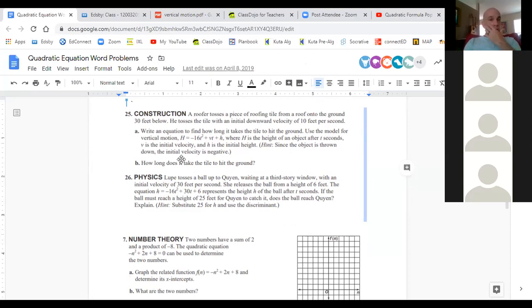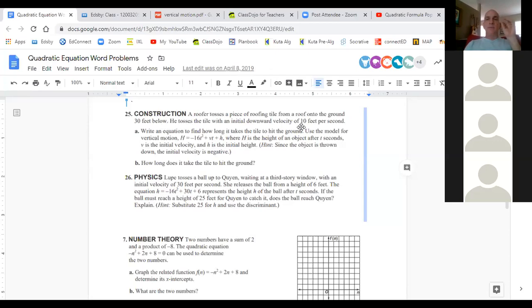All right, so we've got two problems very similar to what we were looking at on Monday. Let me go through these and tell you what they're looking for here, and how to best answer these. A roofer tosses a piece of roofing tile from a roof onto the ground 30 feet below. He tosses the tile with an initial downward velocity of 10 feet per second.